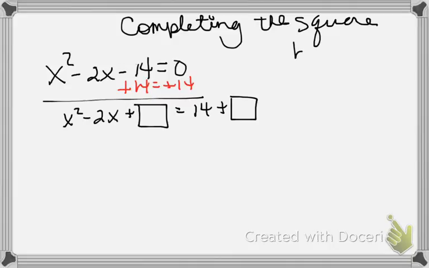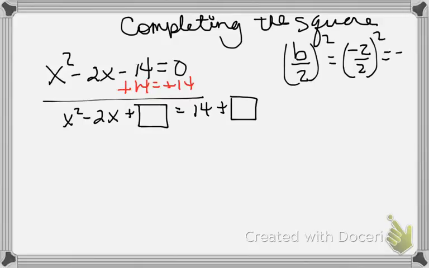What I put in the box is b divided by 2, then square it. So I look at my b. In this situation, my b is a negative 2, and I'm going to divide it by 2 and then square that answer. So when I do this, I get negative 1 squared, and negative 1 times negative 1 is going to be 1. So my answer for the box is 1. I'm going to put a 1 in the box.